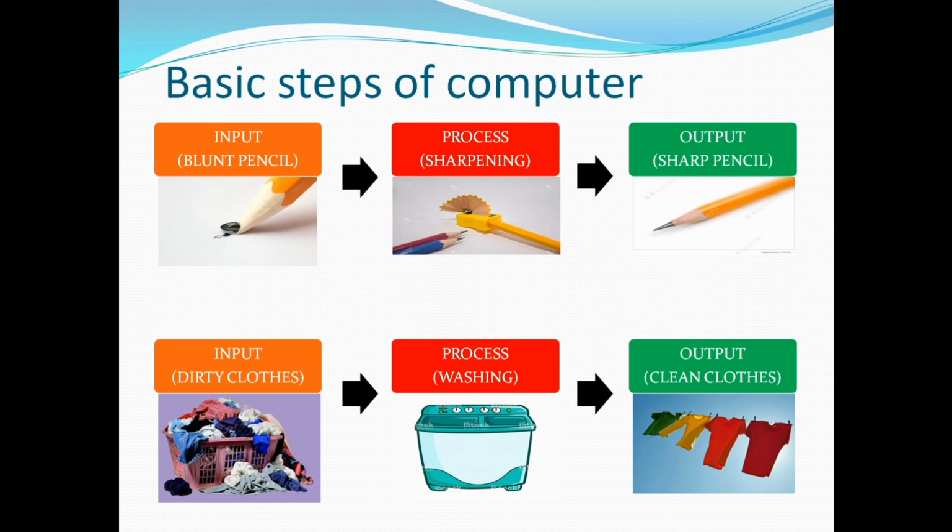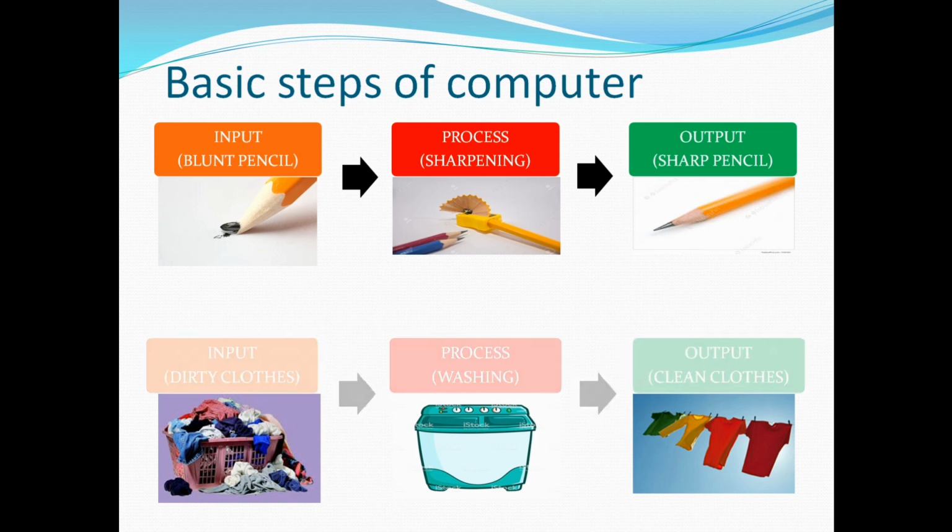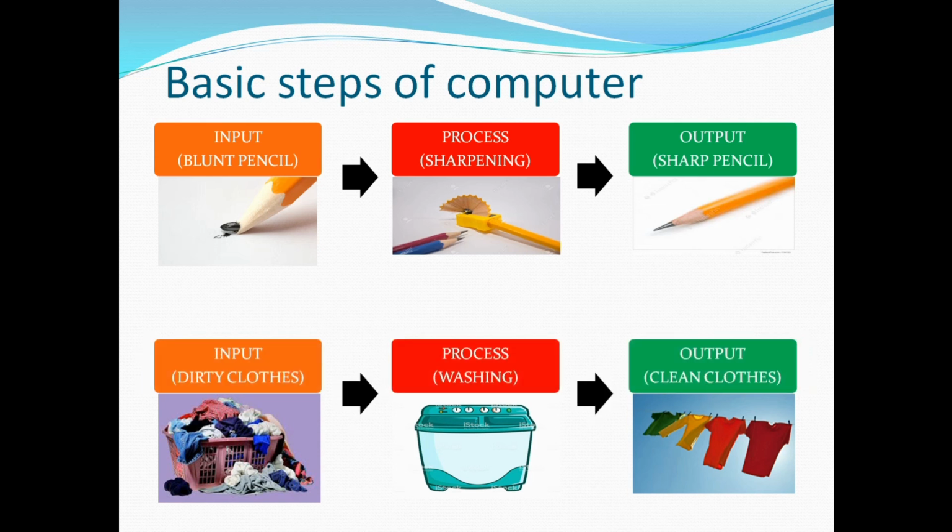I will explain to you one more example of input, process, output. Suppose children, you have dirty clothes and you want clean clothes. So dirty clothes are input. When you put these dirty clothes in the washing machine, this is process, and when you get the clean clothes, it is output.